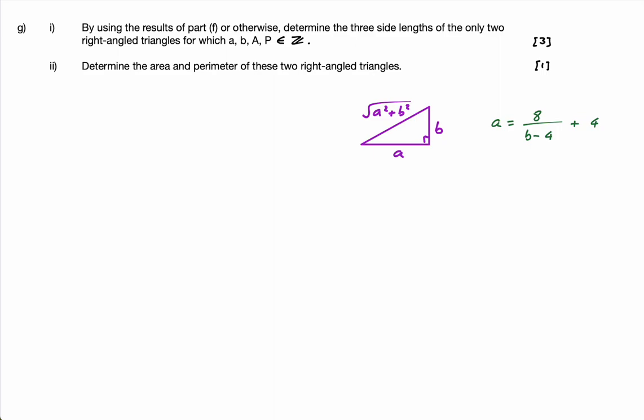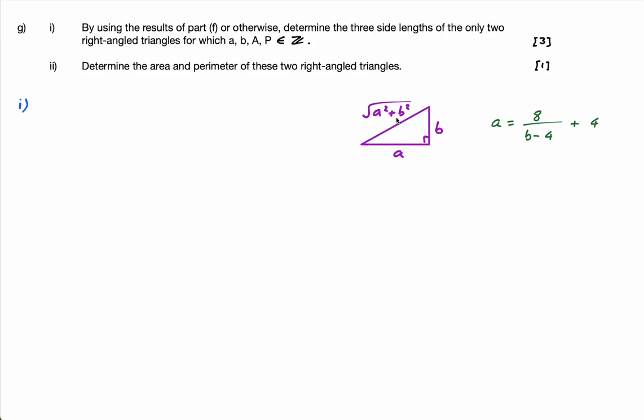So it's a right angle triangle. One side is A, one side is B, and then the other side is the square root of A squared plus B squared. And we showed that A is equal to 8 over B minus 4, plus 4. So for these conditions to hold, for A, B, capital A and P to be integers, obviously A has to be an integer and B has to be an integer. And then the square root of A squared plus B squared has to be an integer because the perimeter is going to be an integer.